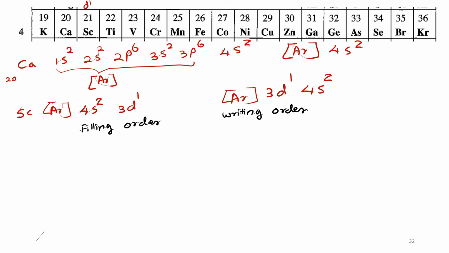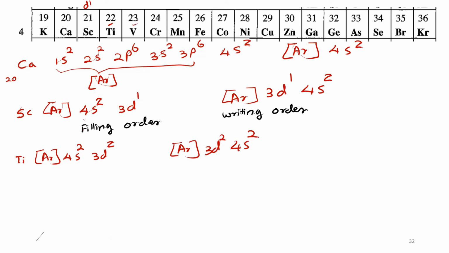So do you see the difference? We wrote it as 4s2 3d1, that is how it fills. First the 4s fills and then the 3d. But when we write it, we just write it as 3d1 4s2. But remember, the 4s fills first. All right, the next element is titanium. I can write it as argon 4s2 3d2, but I can write it as argon 3d2 4s2.